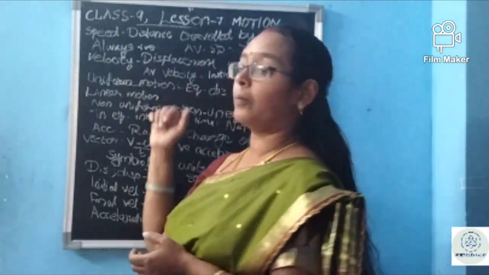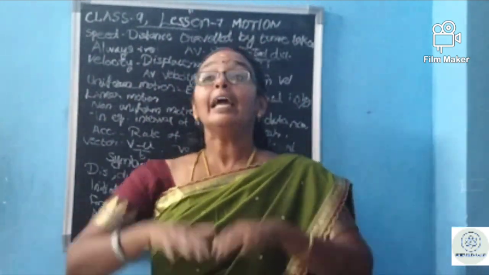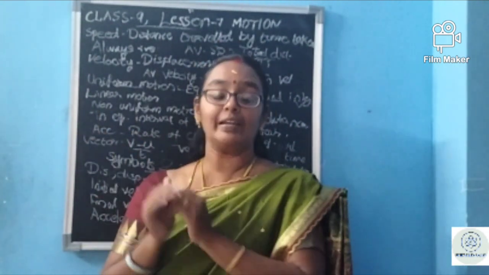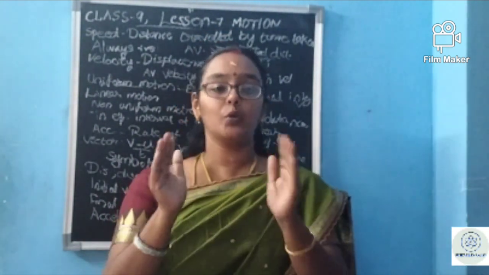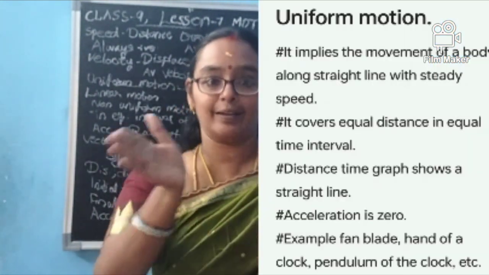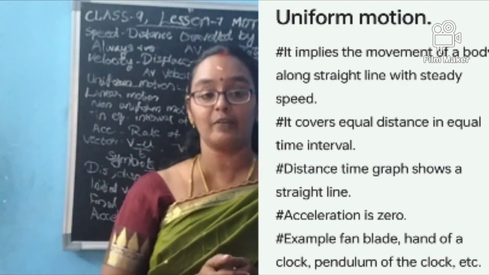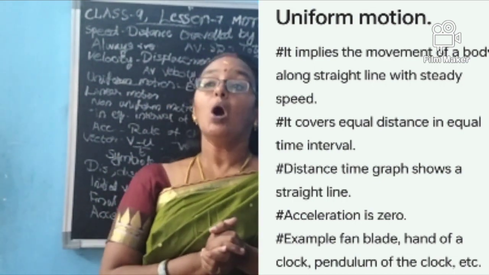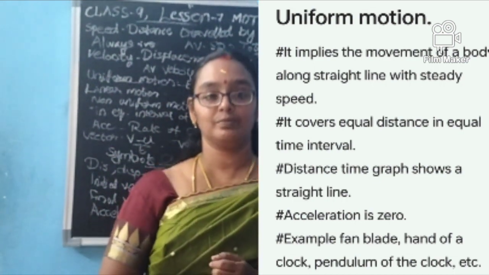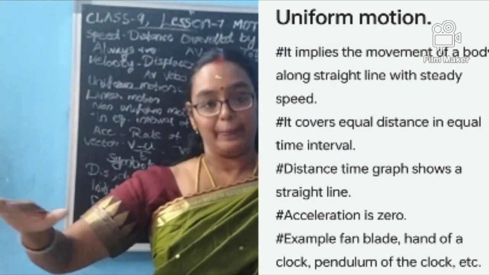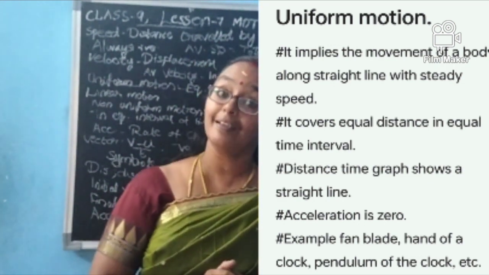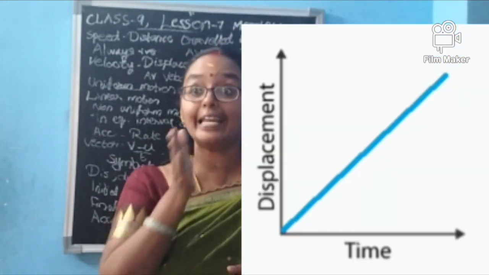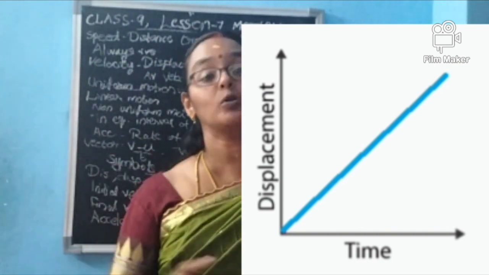So what is uniform motion? Is there any idea for you? Equal distance. If the body is travelling equal distance in equal intervals of time, it is called uniform motion. Motion is moving, isn't it? There should be a distance which has to be travelled, and the distance should be the same in equal intervals of time. So how should the road be for your movement? The road should be plain. Linear motion can be uniform.